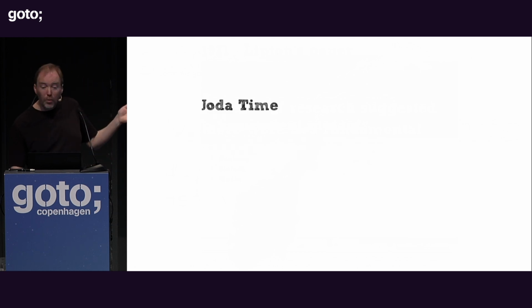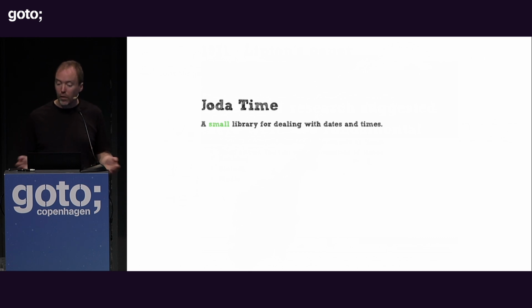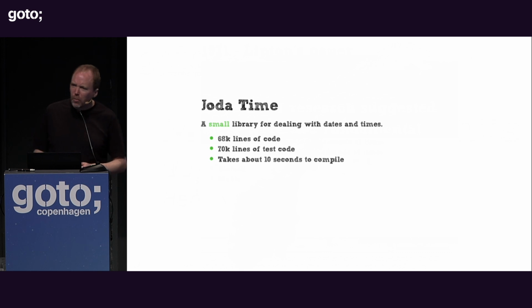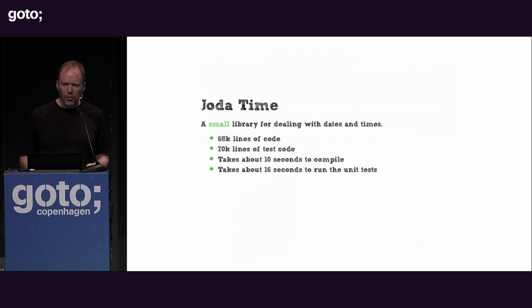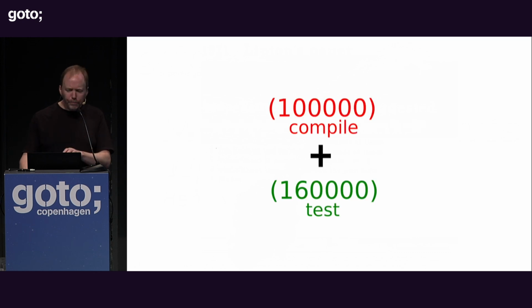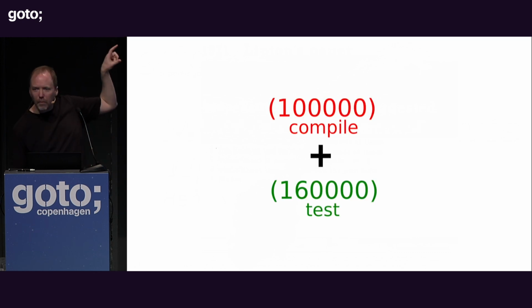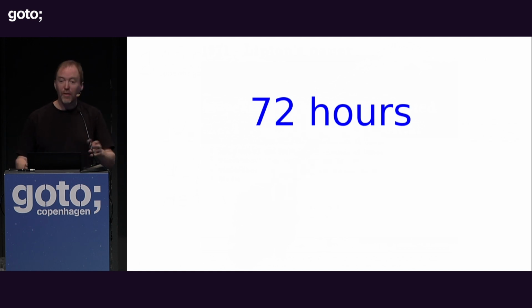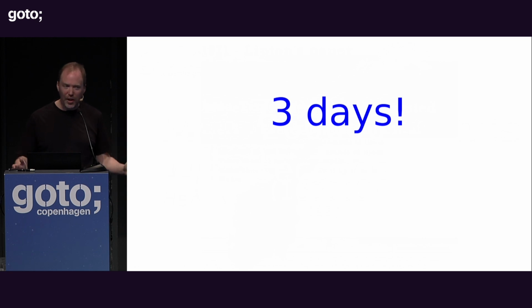If you take a look at JodaTime, this is a Java library, in fact a small Java library, for dealing with dates and times. It's about 68,000 lines of code, about 70,000 lines of test code. It takes about 10 seconds to compile, on my previous laptop at least, and about 16 seconds to run the tests. Now, my maths is a bit sketchy, but I wrote this down beforehand so we wouldn't get it wrong. If you had 10,000 mutants, that's that number plus that number, which is that number, which apparently is 72 hours, which apparently is about 3 days.